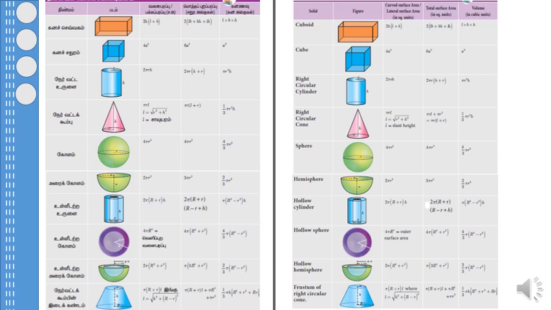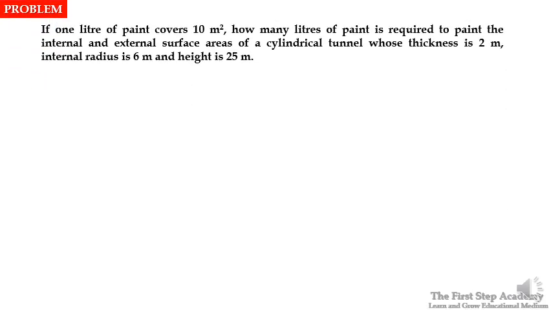And also, as we said, we are going to see how to approach the problem. For example, this is one of the example problems given in the textbook. The given problem is: if 1 liter of paint covers 10 meters squared, how many liters of paint are required to paint the internal and external surface areas of a cylindrical tunnel whose thickness is 2 meters, internal radius is 6 meters and height is 25 meters. This is the given problem.